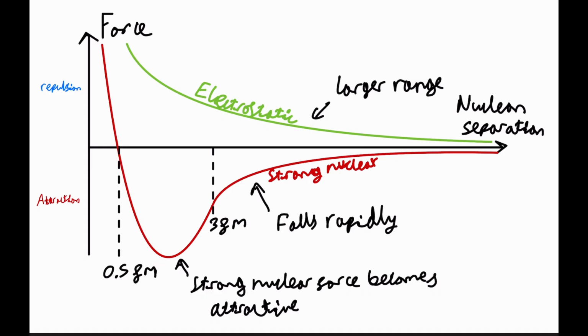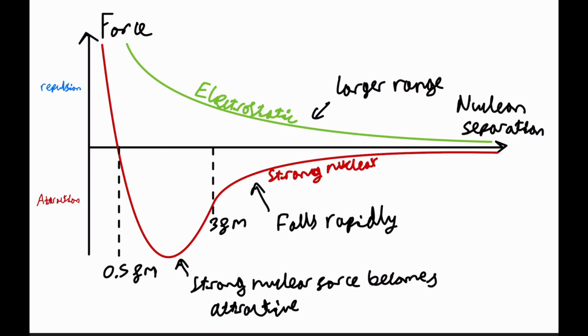And then after 3 femtometers, the strong nuclear force falls very rapidly because it has such a short range. And here's just the electrostatic force for comparison. It has a larger range, as you can see, it just extends for longer. But it's repulsive always because it's protons against protons.